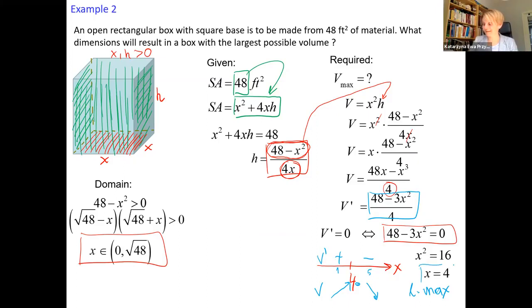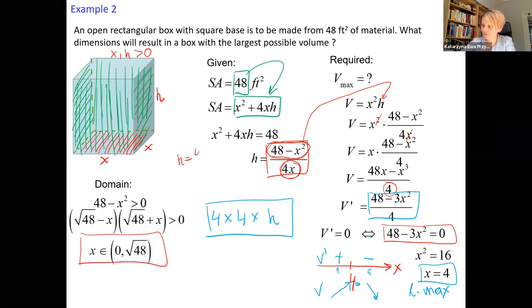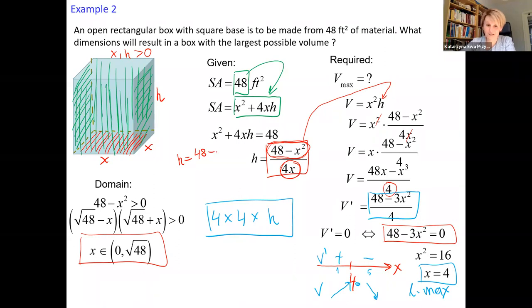Okay, but again, what is the question? What dimensions? That means x is 4, 4 by 4, and we need the height. How can we compute the height? We can substitute 4: 48 minus x squared, 4 squared, over 4. Oh, 4 times 4. Okay, let's try. 48 minus 16 is 32. 32 divided by 16 is 2. H is 2.